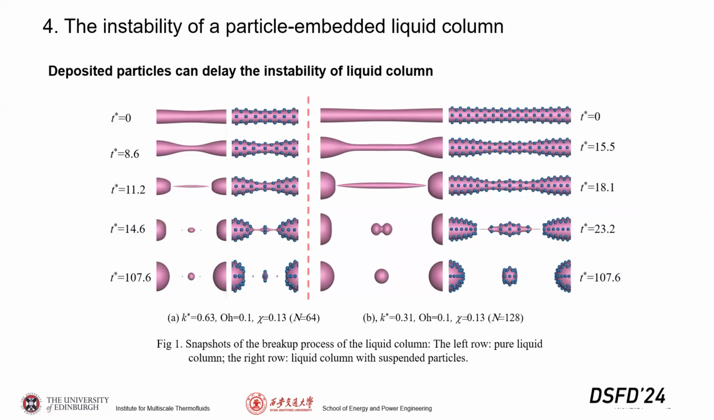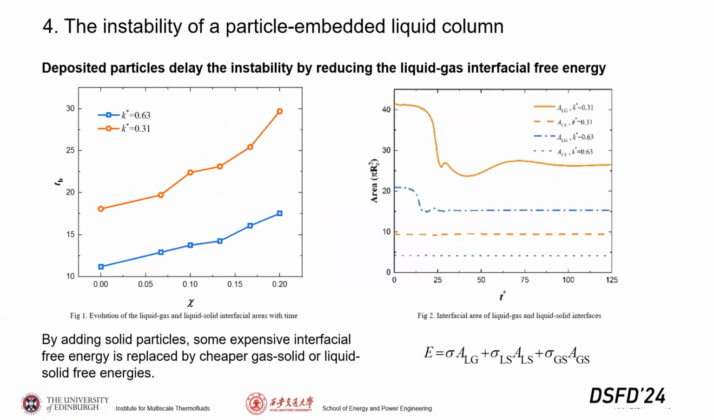From these snapshots, we can tell that particles at the interface can delay the breakup of the liquid column. For example, the short liquid column at the time of 11.2 has already broken up, but with the particles, it has not broken up yet. We increased the number of particles in this system, and we found that if we add more particles at the interface, the breakup time of the liquid column is further delayed.